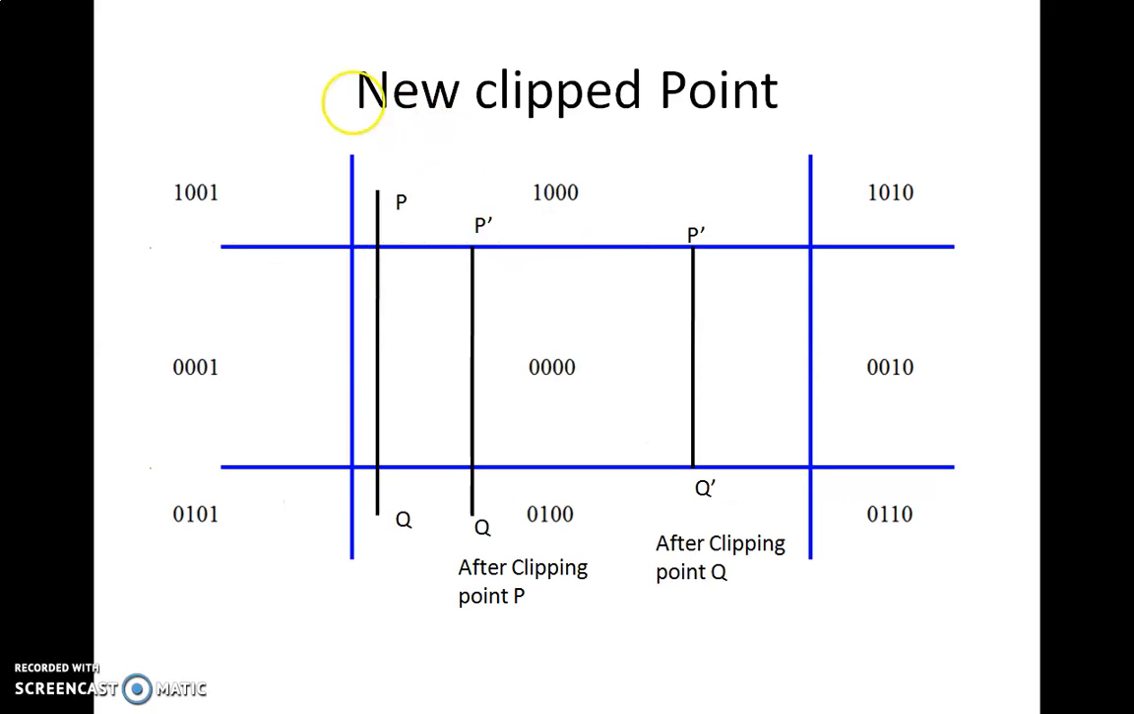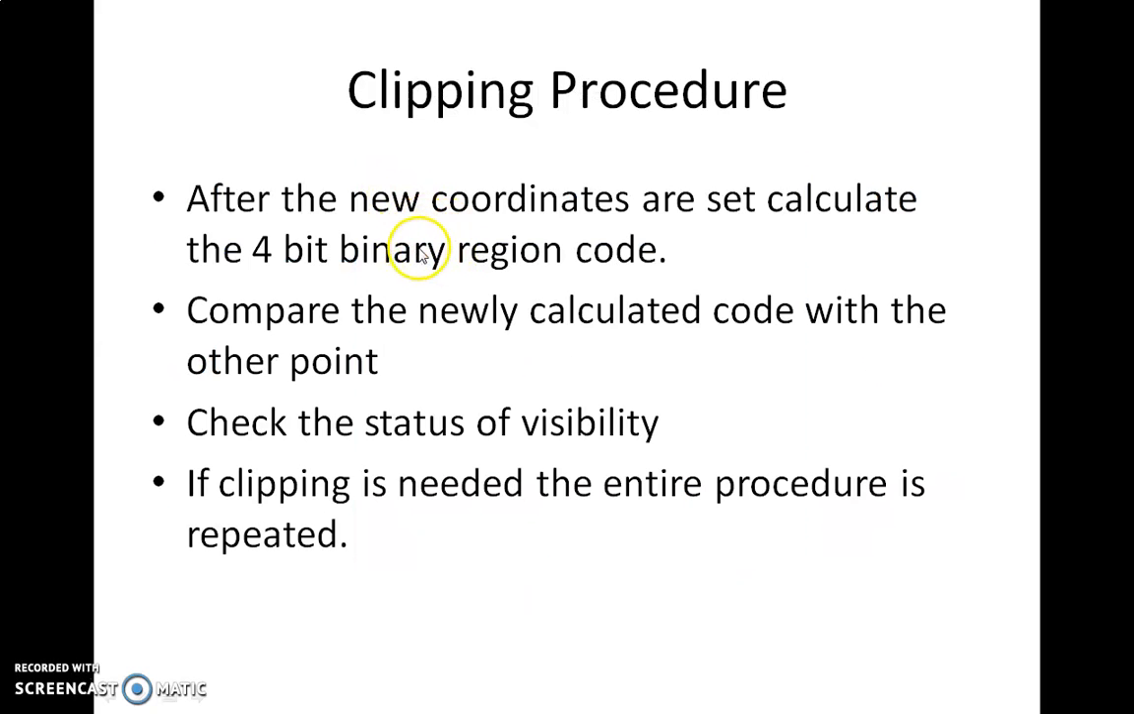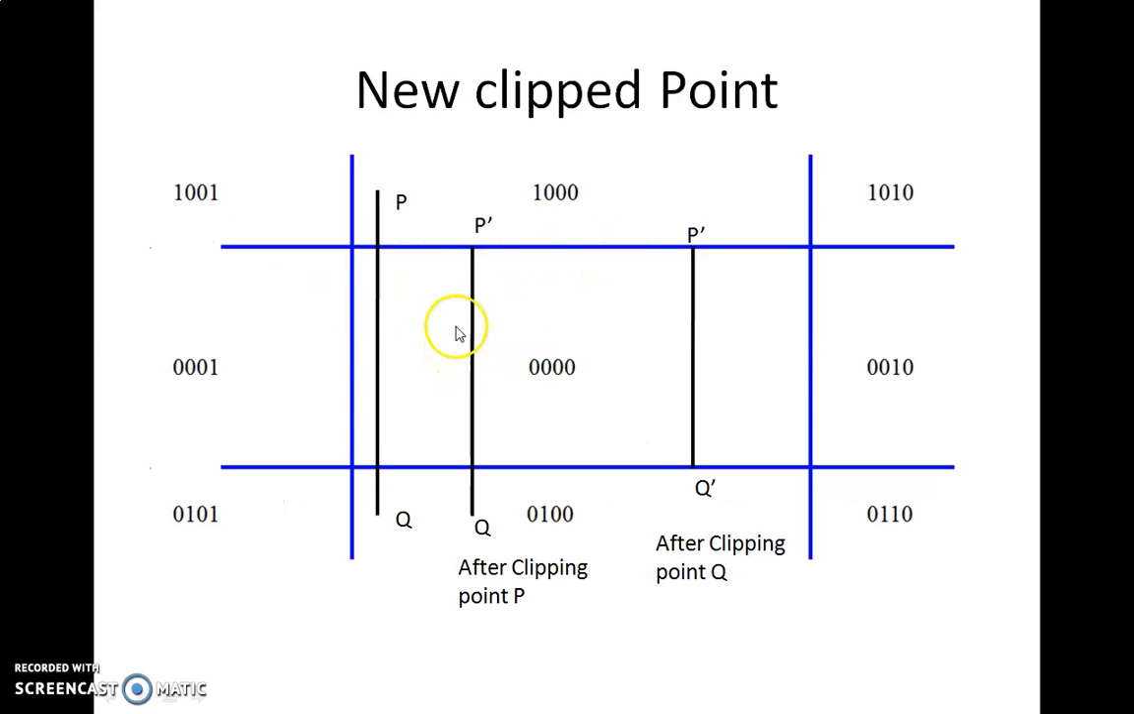So here if you see, here we have a line PQ, and then we are clipping the line. We know it is 1000, so this is a 4-bit position. From the top we are clipping to this boundary level. So the point P becomes P dash. Now for this P dash, we need to calculate the region code again. So that is what has been said here. We need to calculate the binary region code again. Now we should compare this P dash with Q again and check for the visibility test.